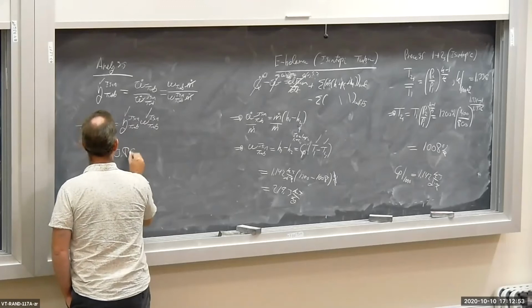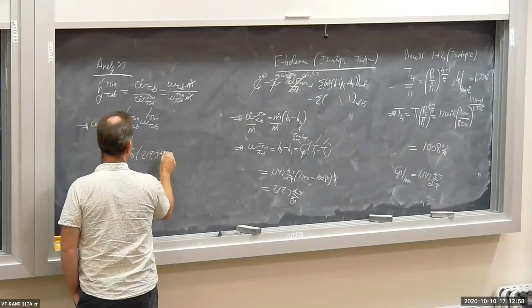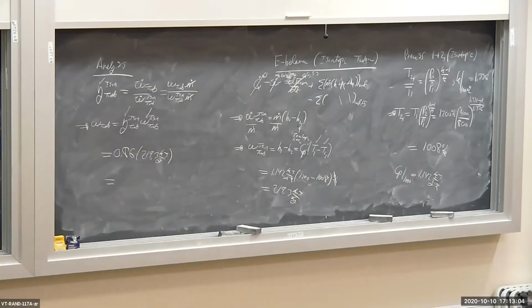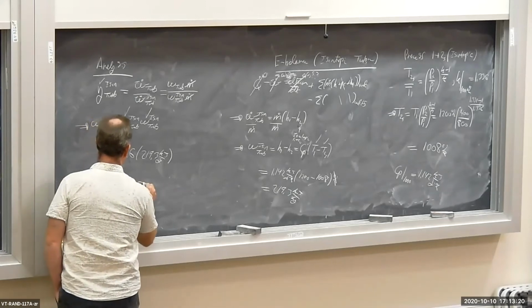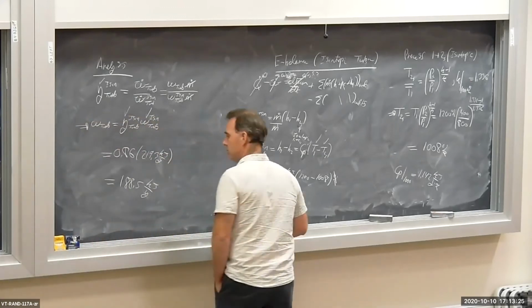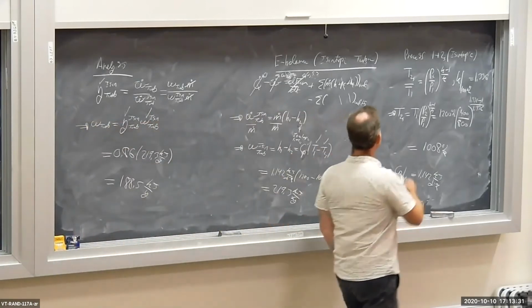With 86% isentropic efficiency and 219.3 kilojoules per kilogram, I get the work of the real turbine. The work of the real turbine is equal to 188.5 kilojoules per kilogram. Okay, so let's write these results down.